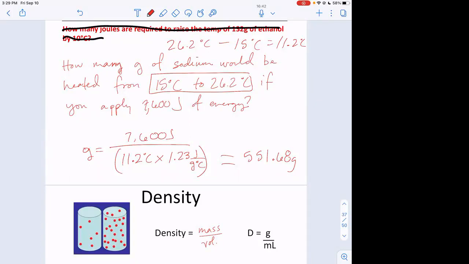If you got the right formula, then it should be pretty easy. You just plug everything in. I mean, there's only so many ways I can ask you specific heat questions. I've got to give you 3 of the 4 terms, and you're just solving for the 4th, okay?